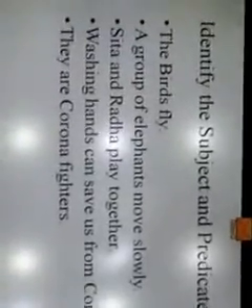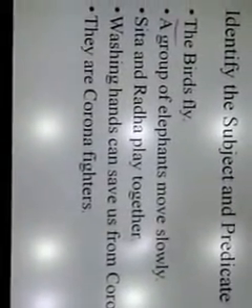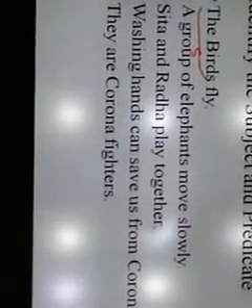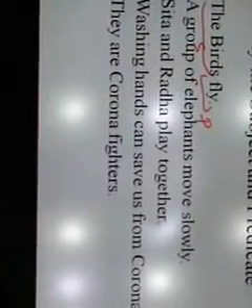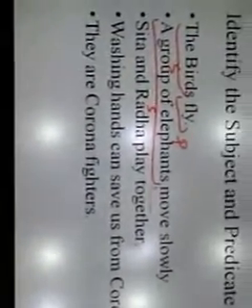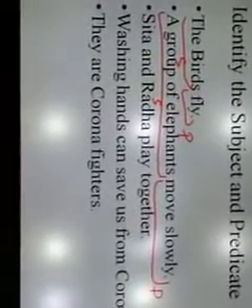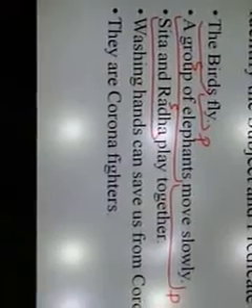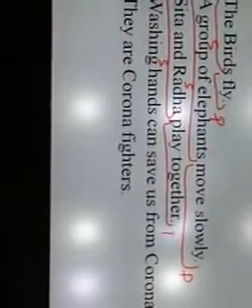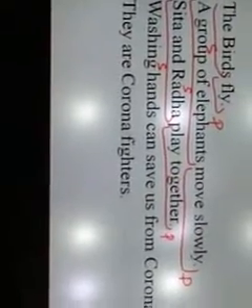Last, let's sum up. Identify the subject and predicate part of this sentence. The birds is the subject part of this sentence and fly is the predicate part. A group of elephants is the subject part of this sentence. Move slowly is the predicate part. Radha and Sita play together. Radha and Sita is the subject part of this sentence. Play together is the predicate part of this sentence.